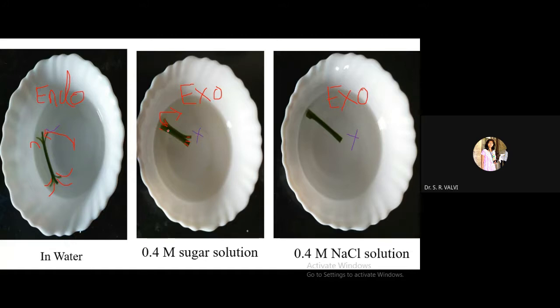Okay, so this is the definition of osmosis. And exosmosis is when the solvent molecule leaves the cell, right? So that is nothing but the exosmosis. Here again, the same in case of NaCl: as exosmosis occurs, there is no such curling in the petiole, in the cuts of the petiole. So likewise, exosmosis is going to occur in NaCl as well as in sugar solution, whereas endosmosis is going to occur in the normal water solution.